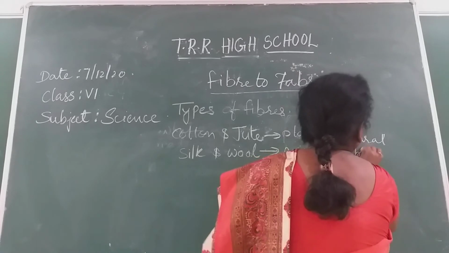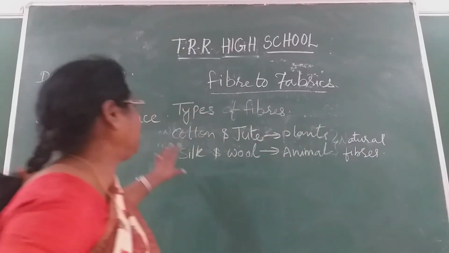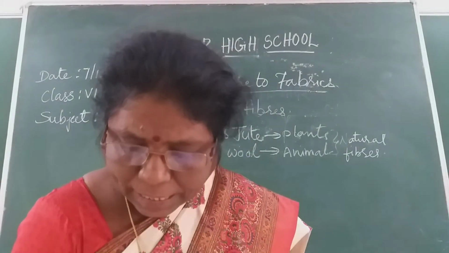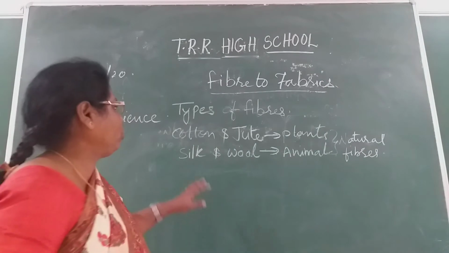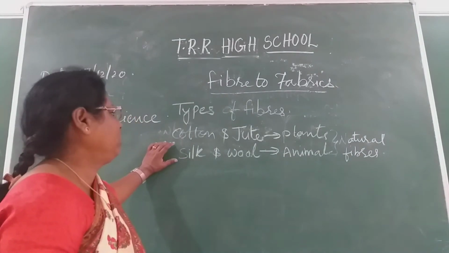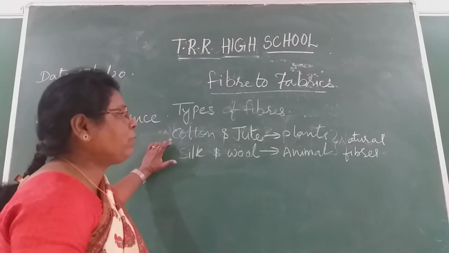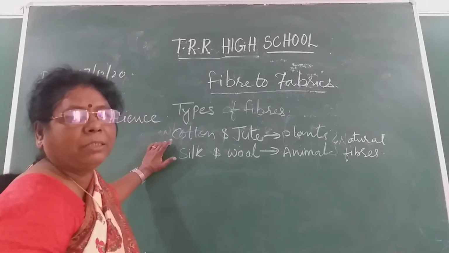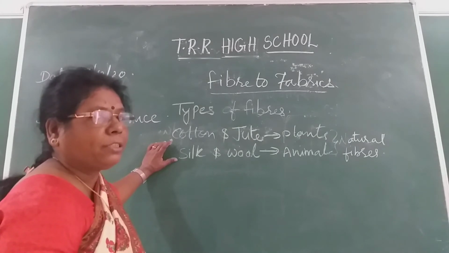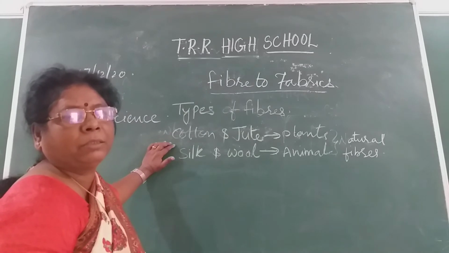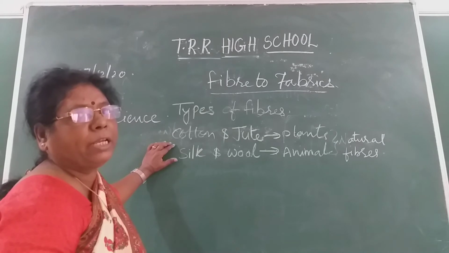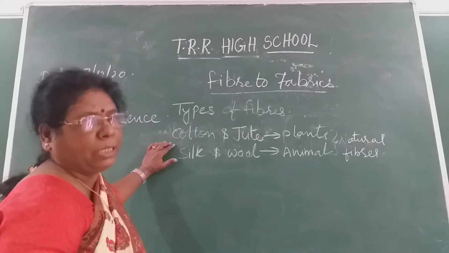These are called natural fibers which you are getting from the plants and animals. Cotton and jute you are getting from the plants. Silk and wool you are getting from the animals. Natural, from nature. Only processing we are doing to get fabrics.